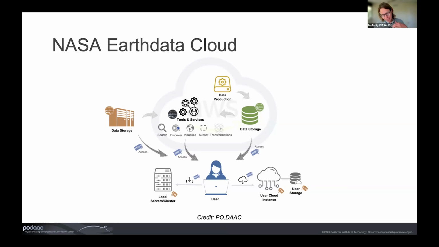But the idea is the data will be all hosted in the cloud so that NASA doesn't have to own and maintain all of the hard drives. And if the data is in the cloud, then users can do their analyses in the cloud without having to transfer the files to their local machines. And that's the big picture idea of it.